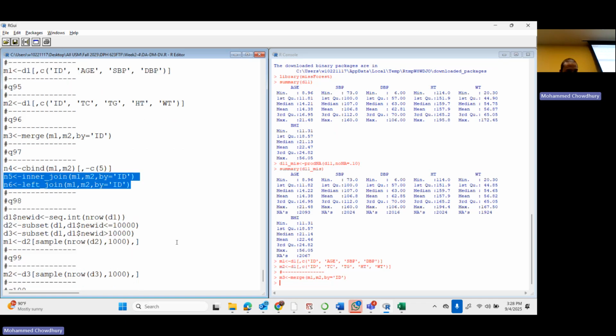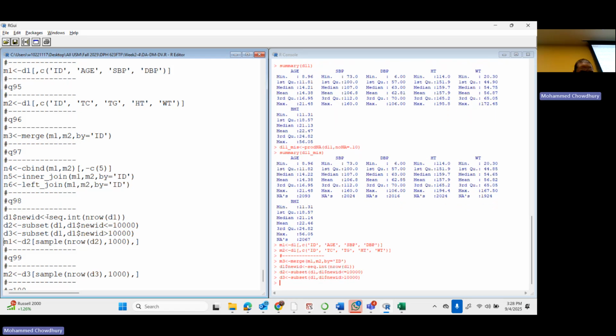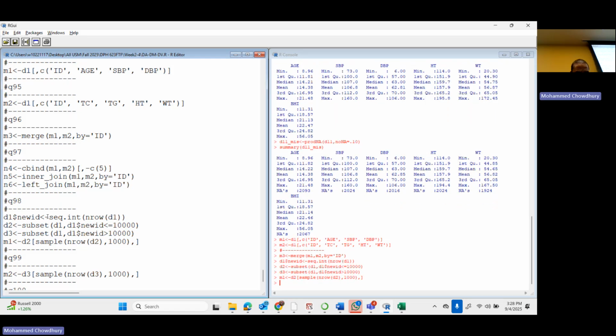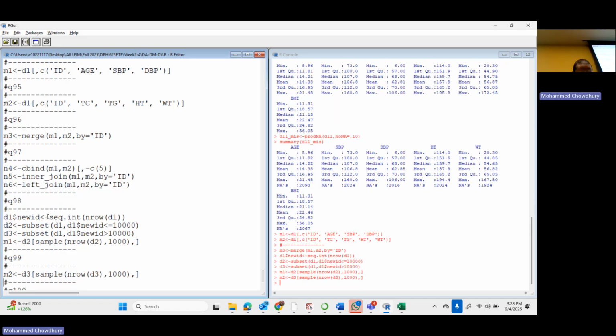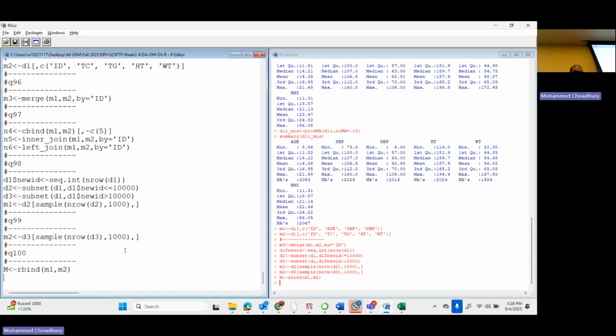Now I want to show how to do the row binding. Suppose I took a random sample subset, D2 and D3, and then I merge them. I have taken sample subsets D2 and D3, and this is another one. Finally, if I want to do the row merging, I am binding them by row.